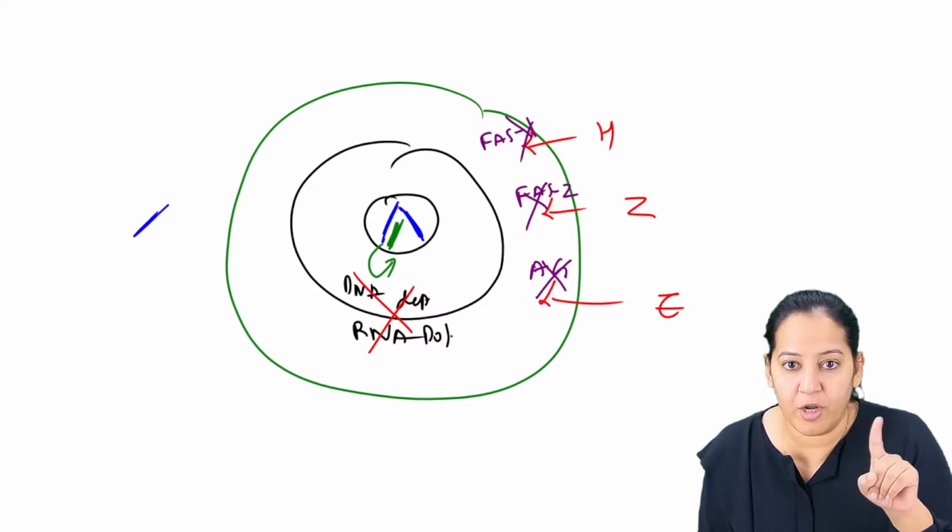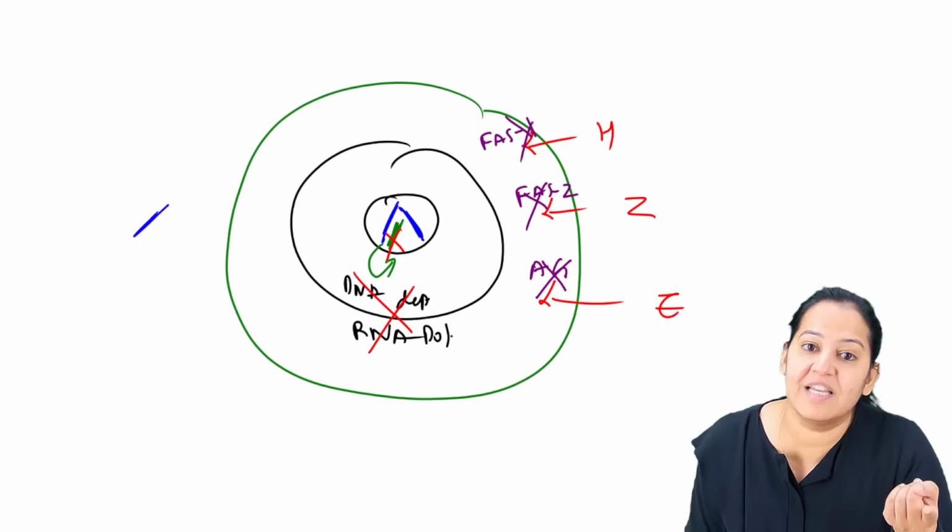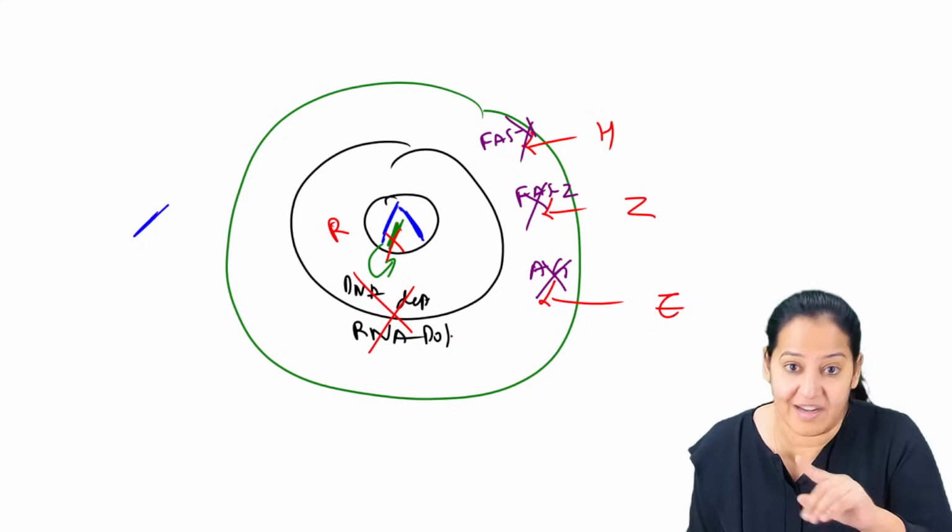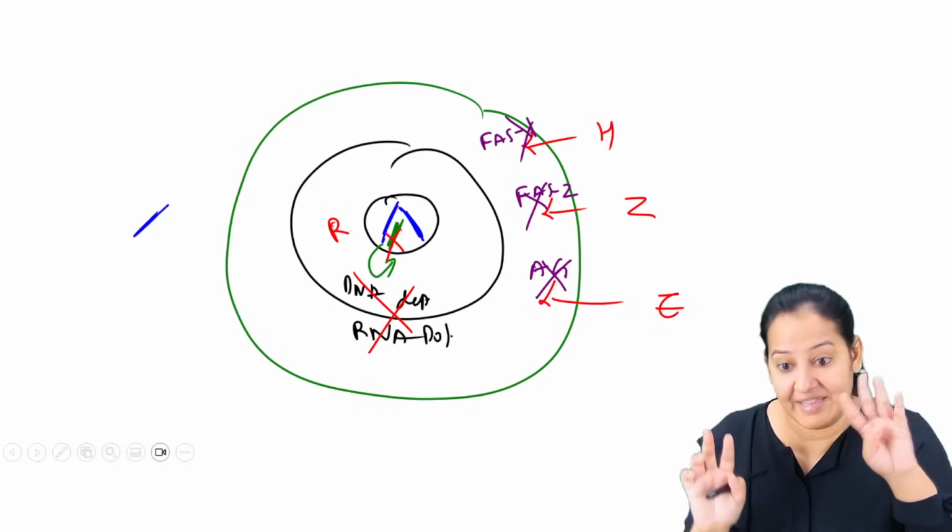No DNA-dependent RNA polymerase, no RNA. So rifampicin is inhibiting RNA. R for R. It inhibits RNA. No RNA, the bacteria will die. That is the fourth one.